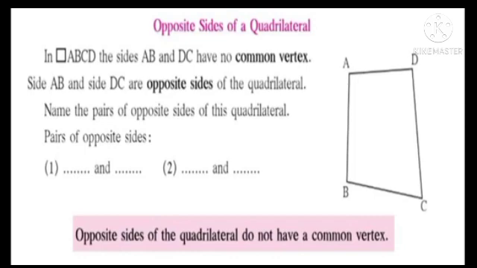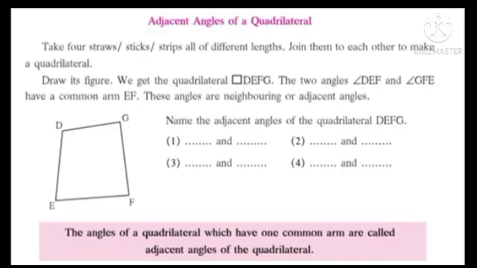So the pairs of opposite sides are, you can write in your textbook. This activity is given on page number 82 of your textbook. So the opposite sides of this quadrilateral will be first pair side AB and side DC, and second pair side AD and side BC. So the property here is opposite sides of the quadrilateral do not have a common vertex, whereas adjacent sides have a common vertex. Now let's learn about adjacent angles of a quadrilateral.